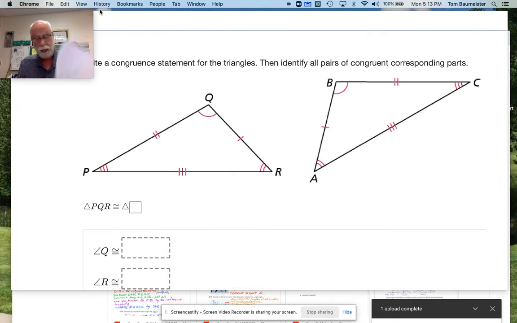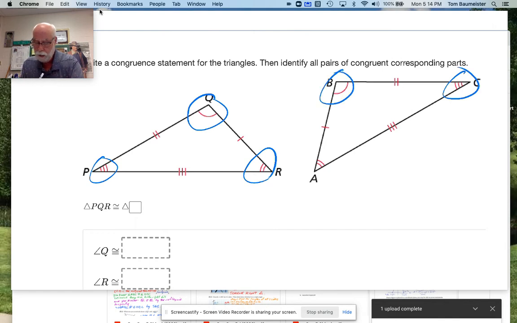On number 3, it says, write a congruent statement for the triangles, then identify all congruent pairs of congruent corresponding parts. Excuse me. So if we look, they went P, Q, R. So they went from one that's 3 to one that is 1 to one that is 2. So you're going to want to do the same thing. So you're going to want to go from 3 to 1 to 2.